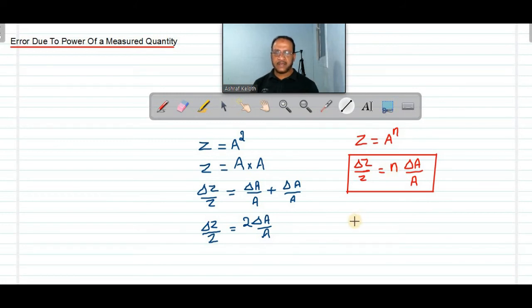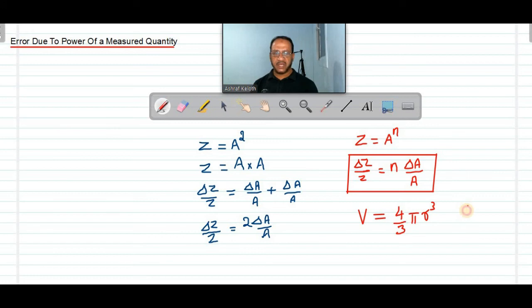Suppose you are measuring the volume of a sphere. Volume of a sphere is given by what equation? 4 by 3 pi r cube. Okay. And another boy is measuring the area of a circle.